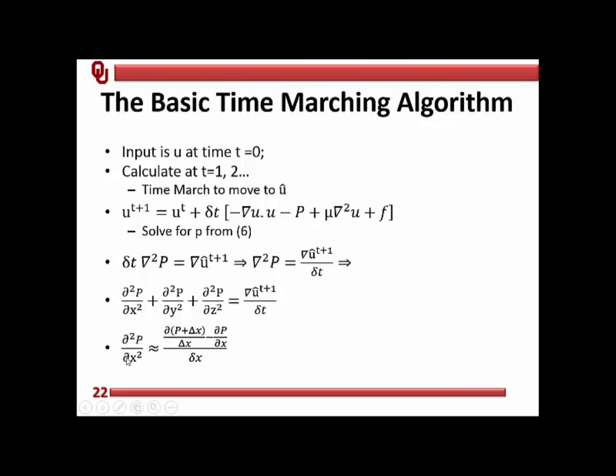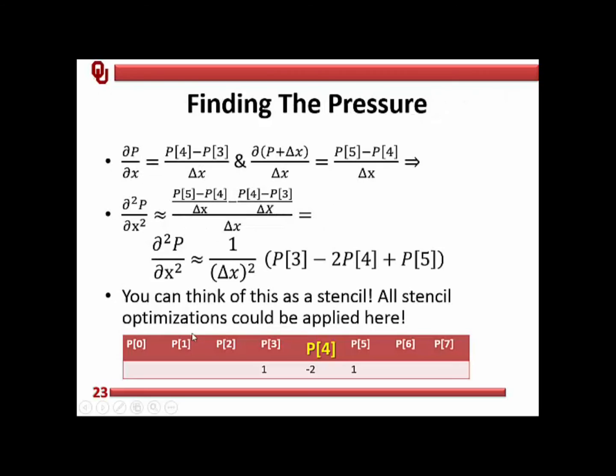Let's only focus now on the Laplacian of P, and only on its x component. The x component could be written this way, and if we take an example at point 4, that means we're going to have P5 minus P4 over delta x, the distance between them, minus P4 minus P3 over delta x. And this equals the x component of the Laplacian. This looks like a stencil computation, so all the optimizations that can be applied on stencil computation could be applied in here.